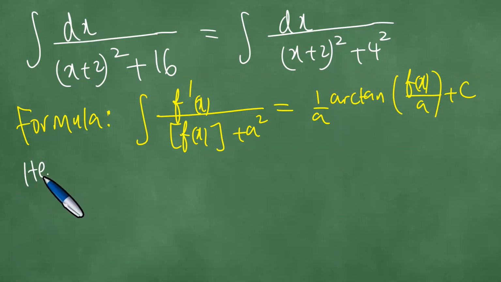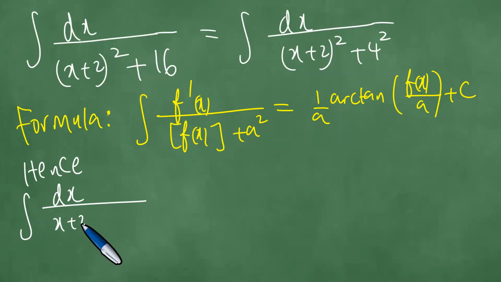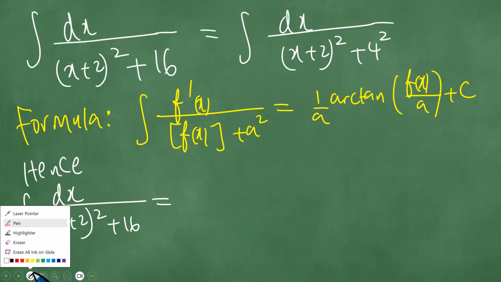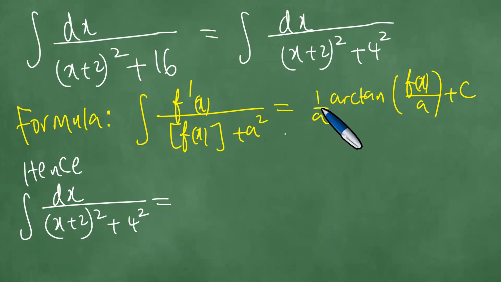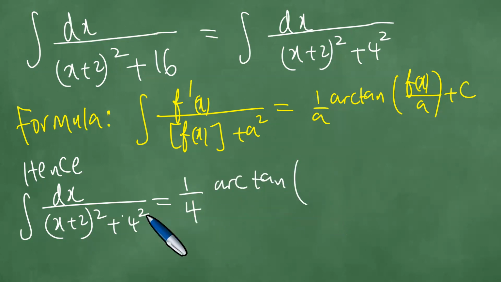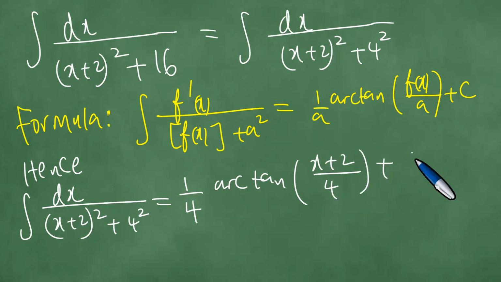With that said, hence we have the integral. So the integral becomes, the 4 squared here, you can write that one down here. So this is exactly 1 over 4 arctan of f of x, which is x plus 2 divided by 4, plus c. So this is the answer to the question.